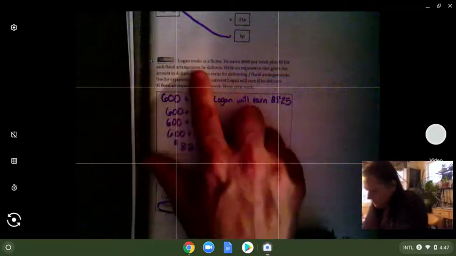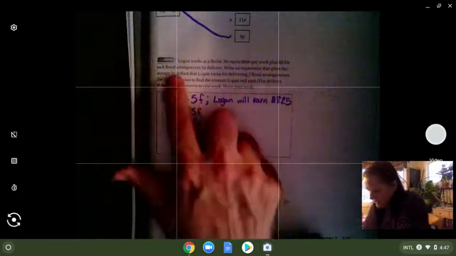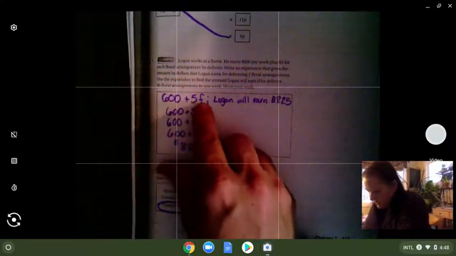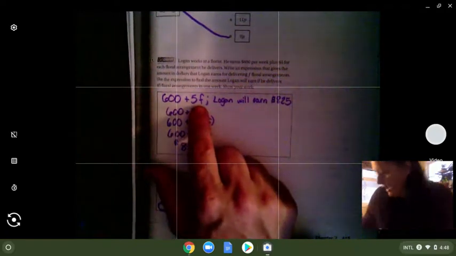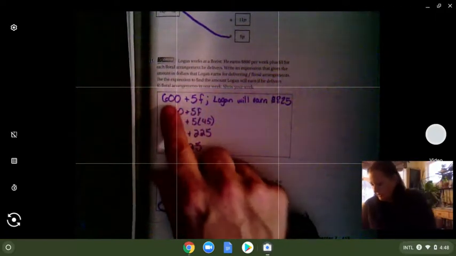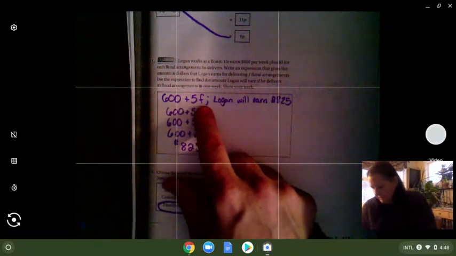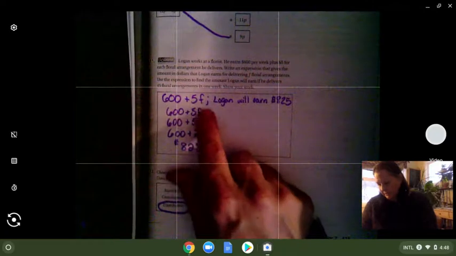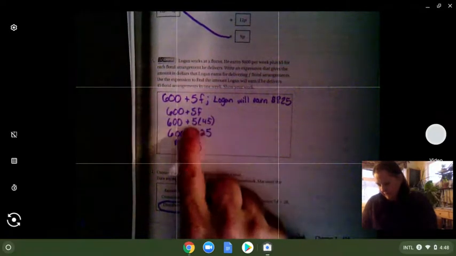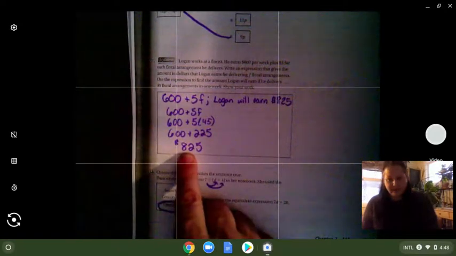Okay. Logan works at a florist. He earns $600 per week plus $5 for each floral arrangement. So 5 times the floral arrangements that he delivers. Write an expression that gives the amount in dollars that Logan earns for delivering F floral arrangements. So here is an expression, $600 per week plus $5 for each floral arrangement. Then it says, use the expression to find the amount Logan will earn if he delivers 45 floral arrangements in 1 week. So we're going to substitute 45 for the F. Okay, then we have multiplying before we add. So we get 225 plus 600 is 825.